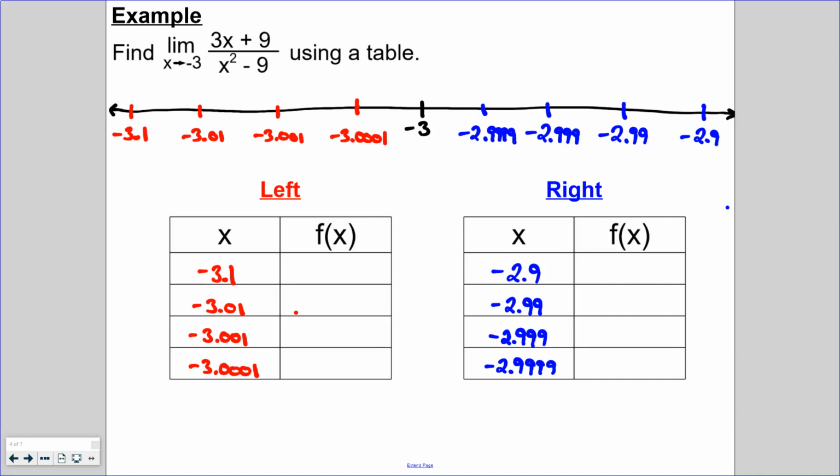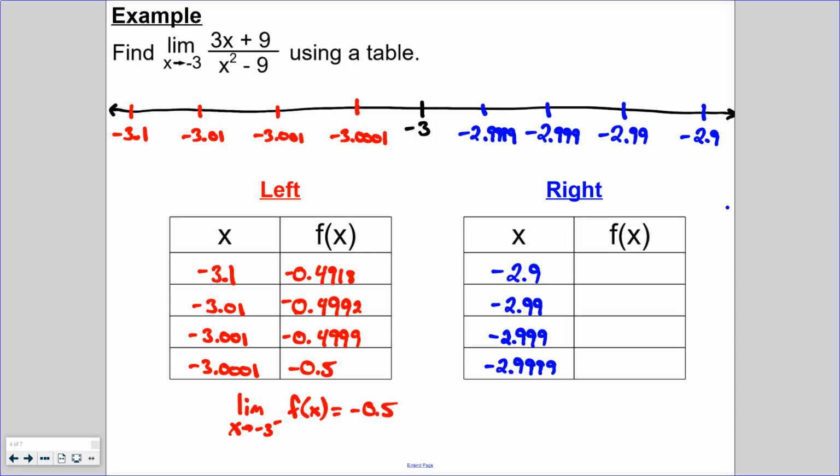Alright, but again, I'm just going to plug these into the calculator. I'm going to use the table feature, which spits out all the answers nice and easy. So I'm going to get negative 0.4918, negative 0.4992, negative 0.4999, and then for negative 3.0001, the calculator just rounds it to negative 0.5. So therefore, we can say the limit as x approaches negative 3 from the left of f of x is going to be negative 0.5. And there we have our left-sided limit.